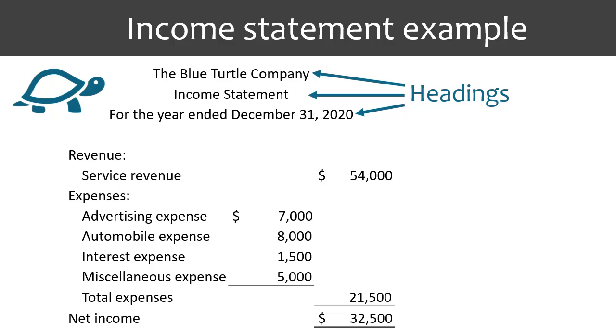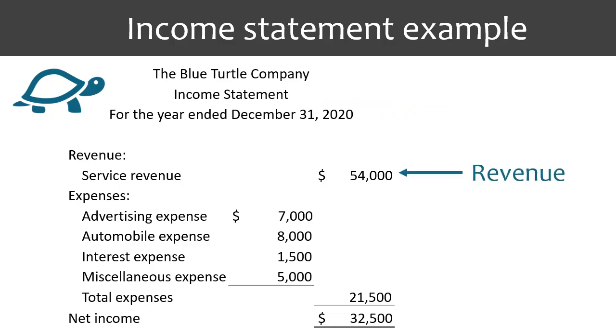We are going to go through an example of a basic income statement. Here we have the headings for the Blue Turtle Company's income statement. The income statement starts with the three lines to which we previously referred. The first line in the income statement after the headings is revenue. Here we have a heading revenue, and then service revenue is listed. Another company may have sales revenue or sales or something similar.